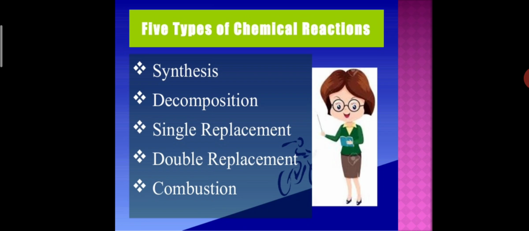On the screen, there are 5 types of chemical reactions. First one is synthesis. Second one is decomposition. Third one is single replacement. Fourth one is double replacement. And the fifth one is combustion. These are the 5 types of chemical reactions.